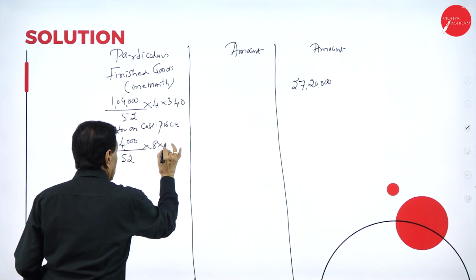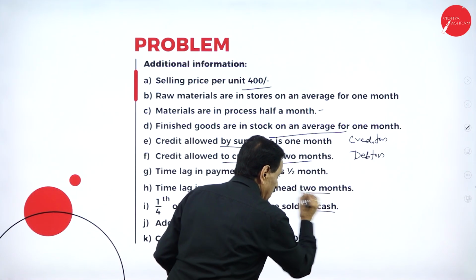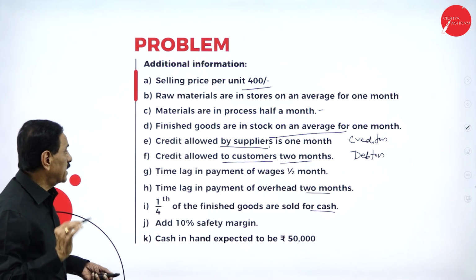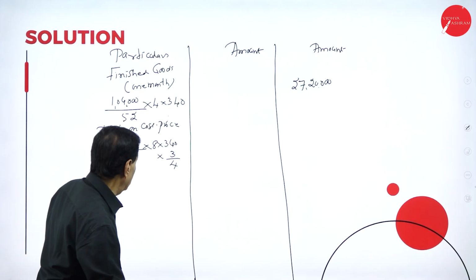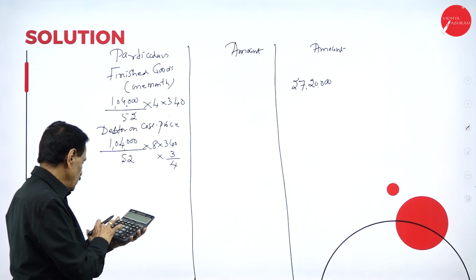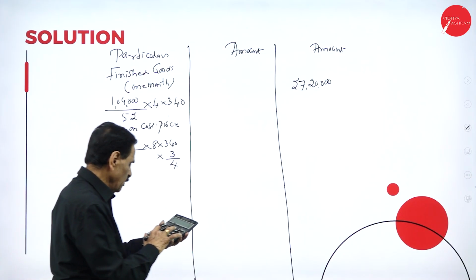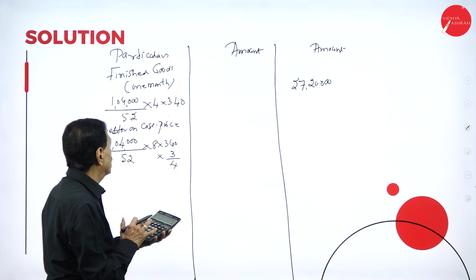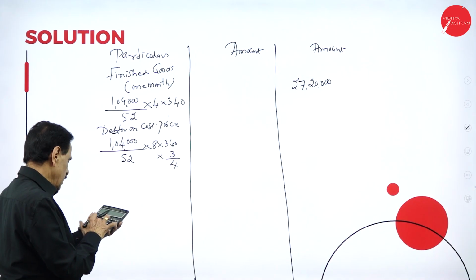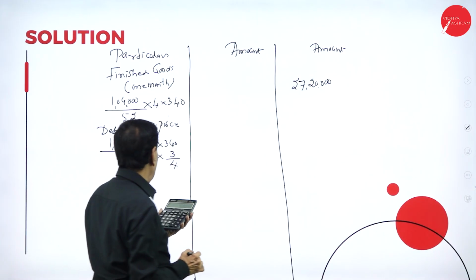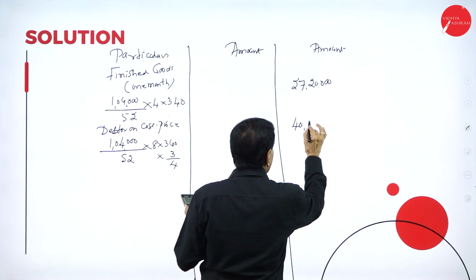What's the cost price? 340. Here you see that 1/4 is sold for cash. Cash sale should not be considered, which means 3/4 is the credit sale. We must take only 3/4. So 1/4 is a cash sale and should not be taken; 3/4 is the credit sale. 1,04,000 divided by 52 into 8 weeks into 340 into 3 divided by 4 is 40,80,000.